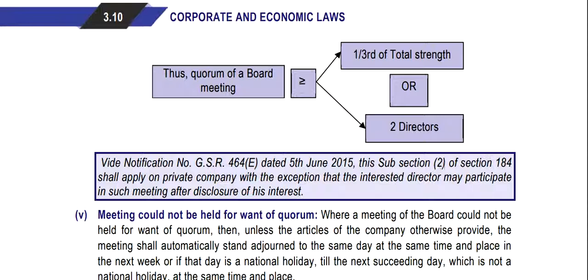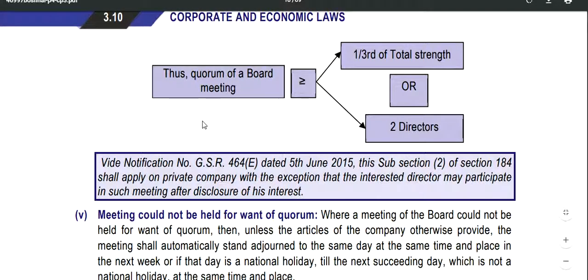Notification: Section 184 subsection 2 shall apply on a private company, with the exception that the interested director may participate in such meeting after disclosure of his interest. But in the case of a public company, he cannot participate in the meeting at all. But in a private company, after the disclosure of interest, he can participate.